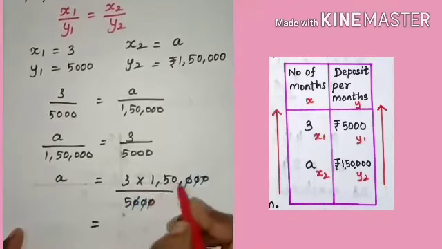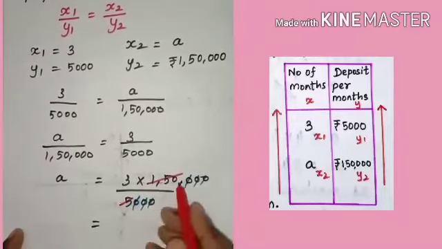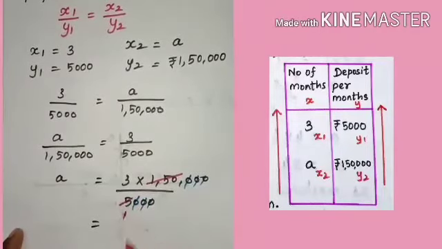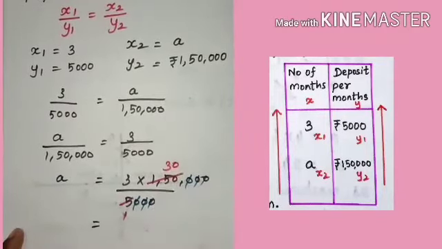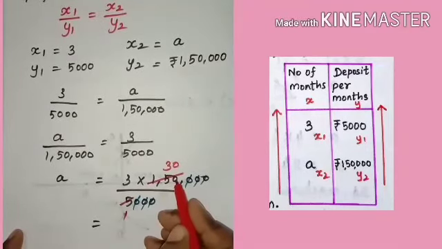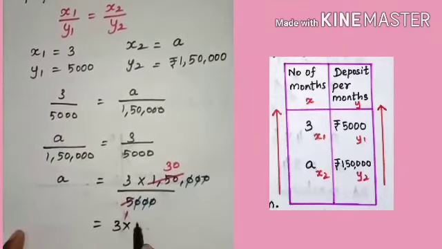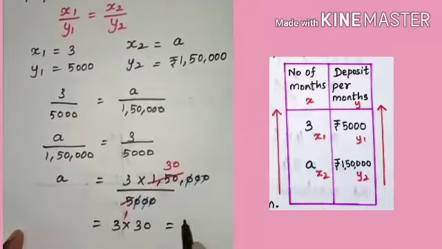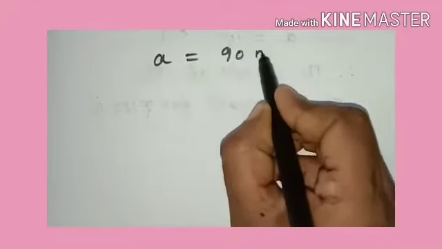And here 150 and here 5. So when we cancel 150 by 5, we get here in the denominator it is 1 time and in the numerator it is 30. 3 5s are 15 and here the remaining 0 is there. So 30. So 3 into 30 which is 90. A is equal to 90 months.